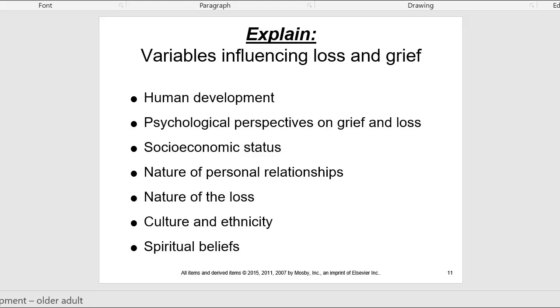Psychological perspectives on grief and loss. Sometimes coping mechanisms are not the best for a lot of patients, and people need to find new coping resources and be able to maintain some control and stability. Socioeconomic status has a big influence on loss and grief because of expenses, because of lost income. This can make loss and grief more difficult and more complicated for people.